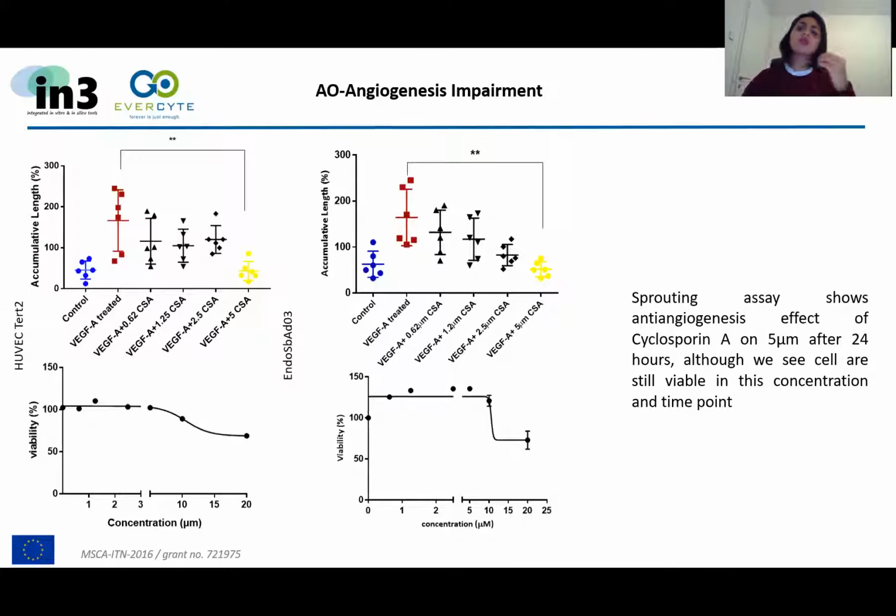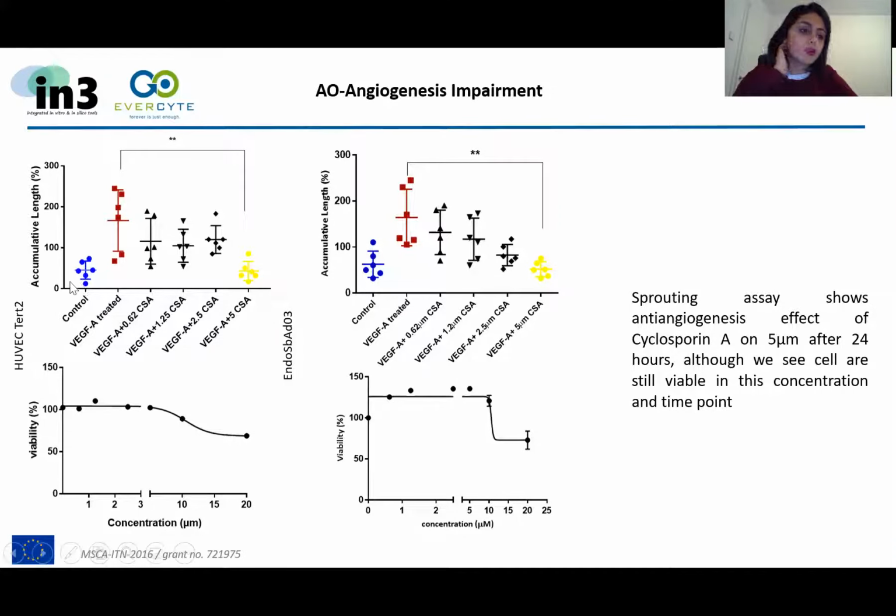And then we wanted to see if ROS is trapped in mitochondria, so if it's affecting angiogenesis or not. And as we can see here, we have different groups of cyclosporin A, and we have this control group, and we did the sprouting assay to check the angiogenesis of endothelial cells, as I very shortly described to you about this assay. And we have 2 cell lines. And as we can see, we measure the cumulative length of sprouts coming out from the spheroids.